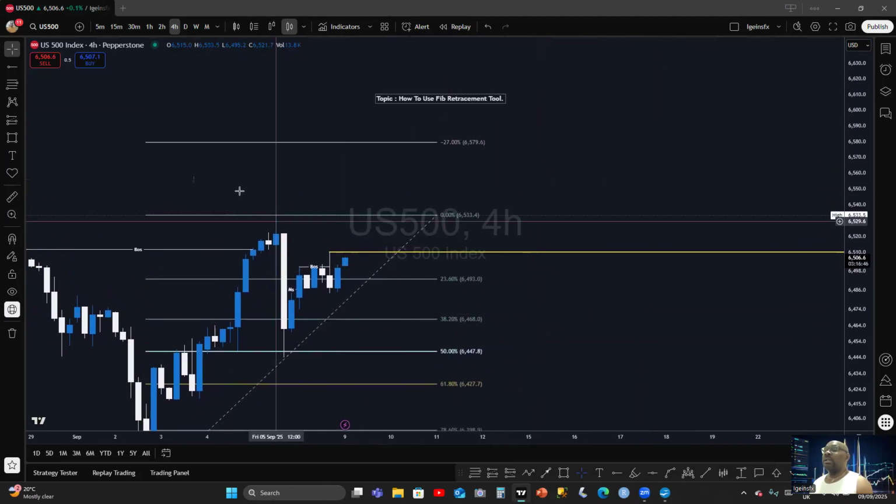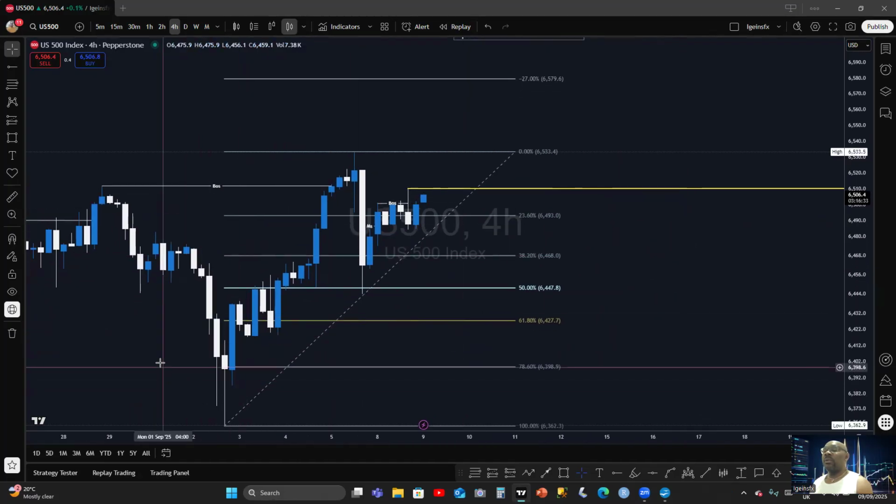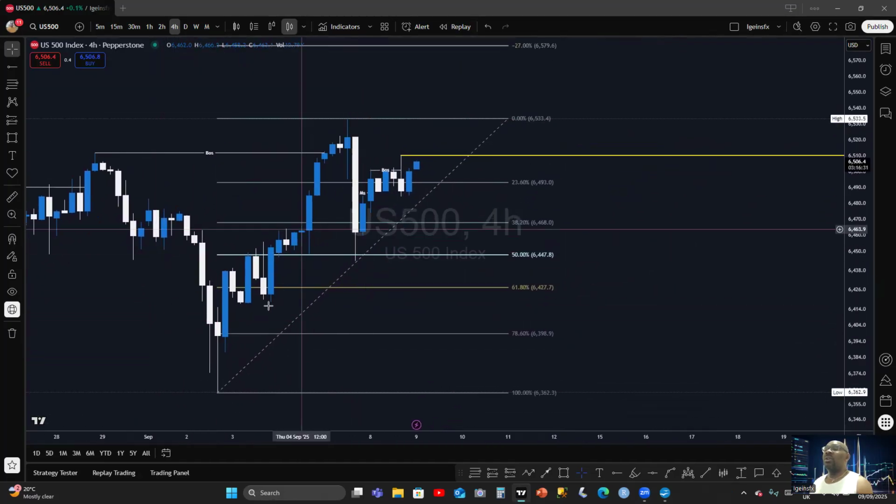As a trader, you always target a reversal point. And where is the reversal point? Always at a resistance, because if you're in a bullish market, always target resistance.